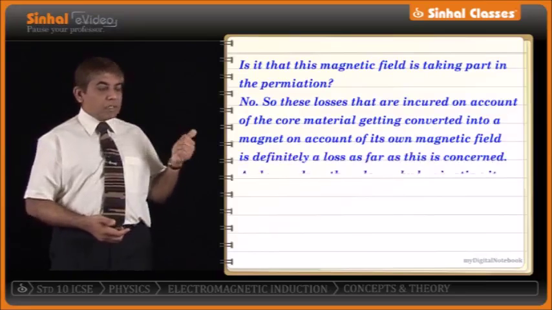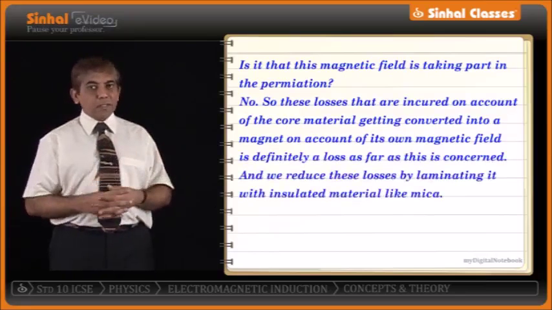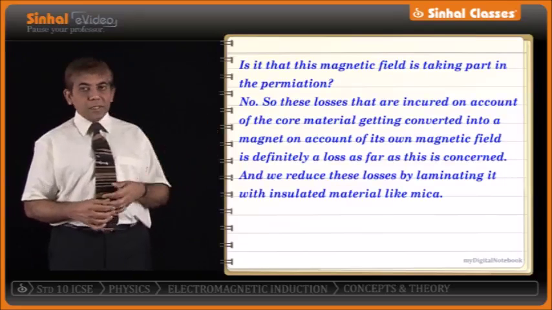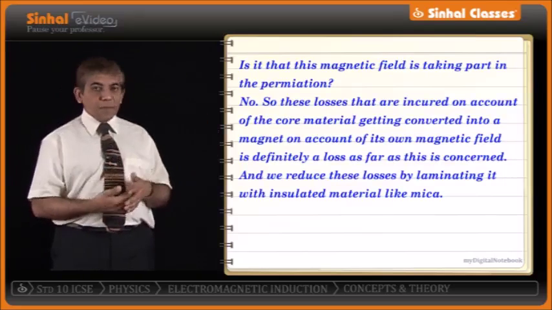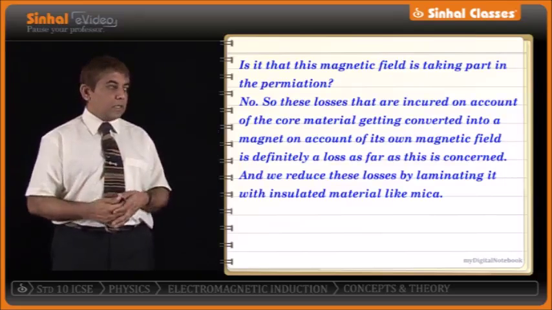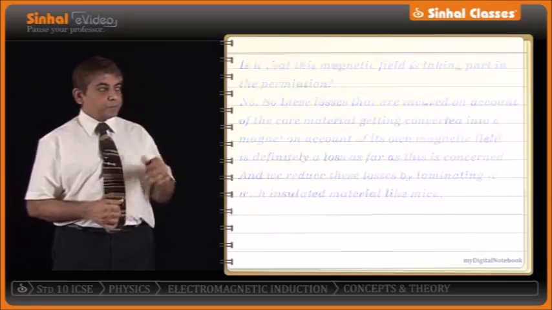And we reduce these losses by laminating it with insulated material like mica. So both these losses can be eliminated in terms of laminating the soft iron core with laminated material such as mica, insulating material such as mica.